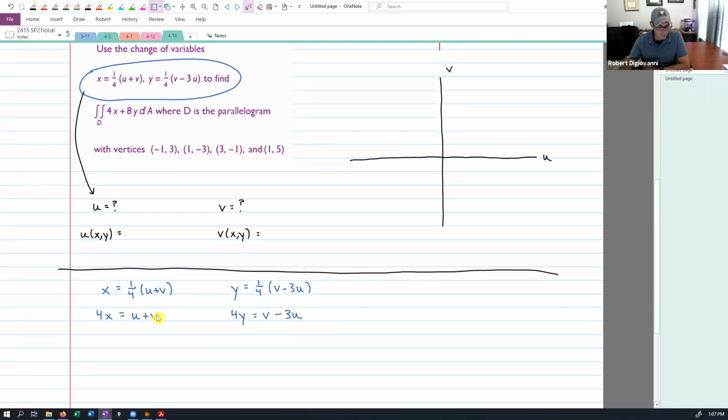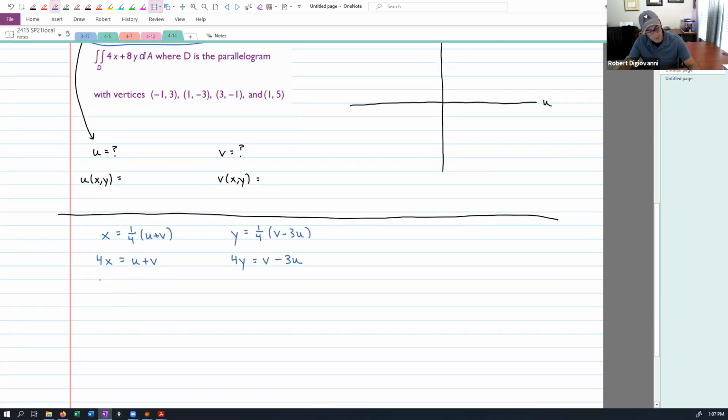And then notice that on both of these, I could solve both of them for V. And if I can solve them both for V, then I can set them equal to one another, right? So if I solve this first one for V, it's going to be 4x minus U equals V. And then if I solve this one for V, I get 4y plus 3u equals V. And since these are both now equal to V, I can set them equal to one another. So I have 4x minus u must equal 4y plus 3u.